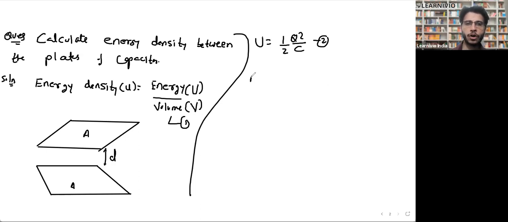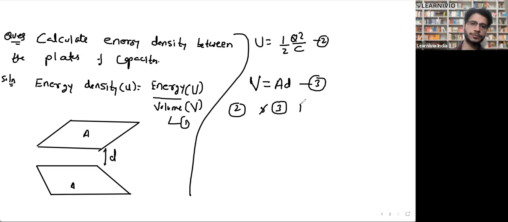When I calculate volume, volume is area multiplied by separation. It's A multiplied by D. That is equation number 3. Now we can substitute both energy as well as volume in equation number 1. We can substitute 2 and 3 in 1.